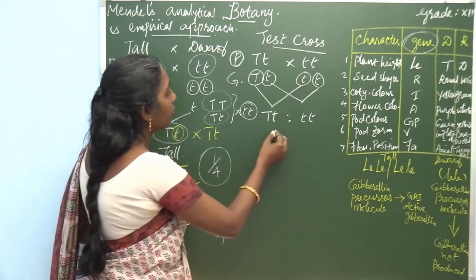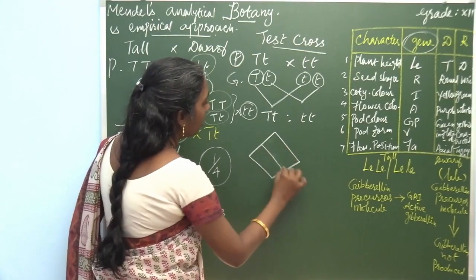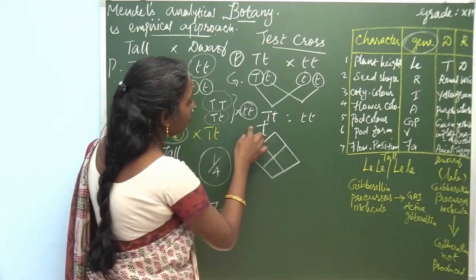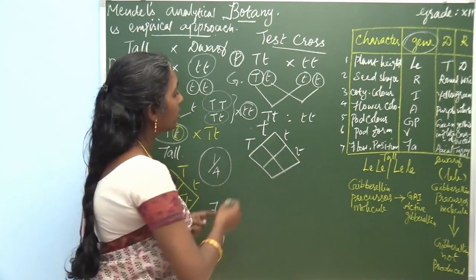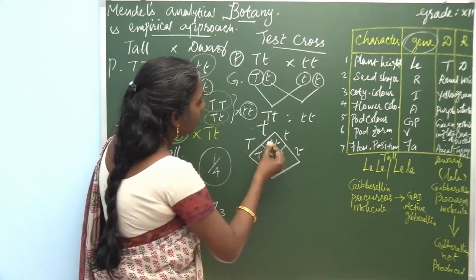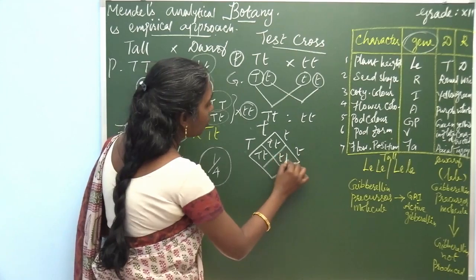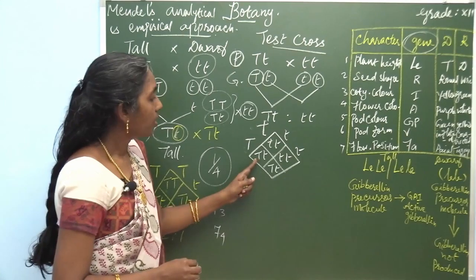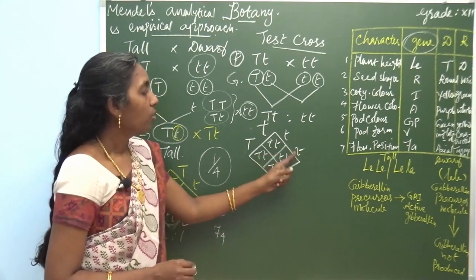So, when you take the ratio, the parent is capital T small t, crossed with small t small t. It produces capital T small t, small t small t, capital T small t, small t small t. So it gives heterozygous tall and dwarf.